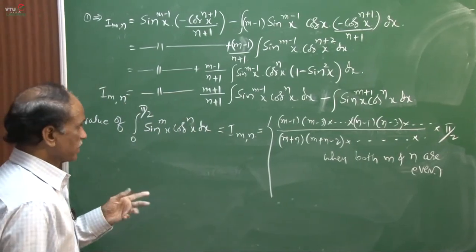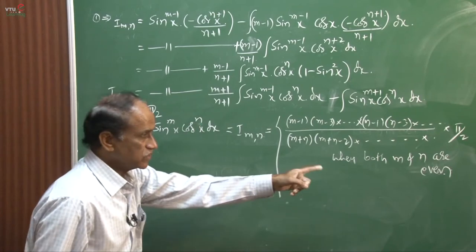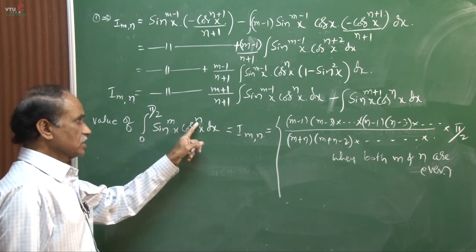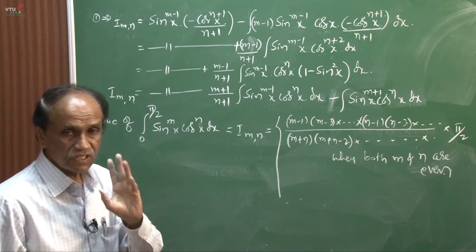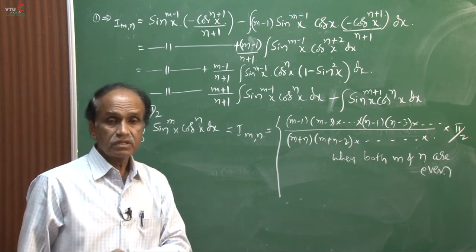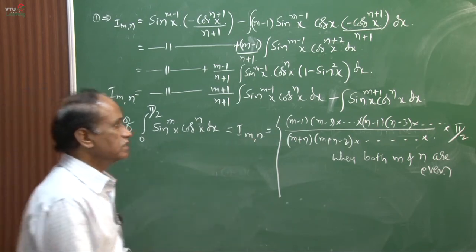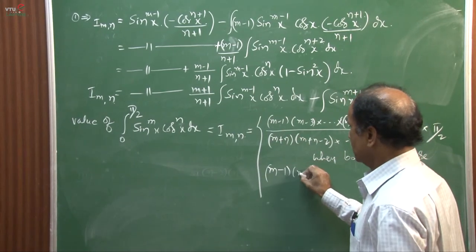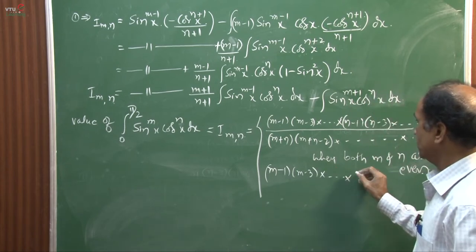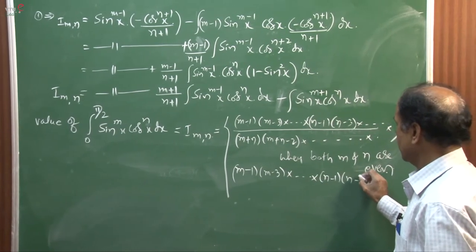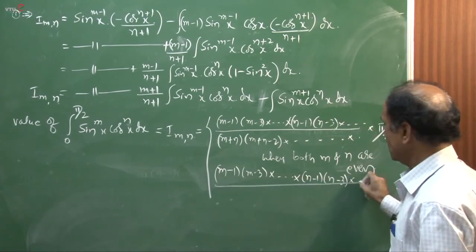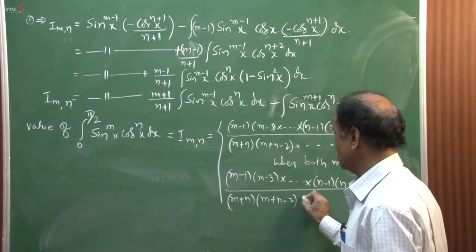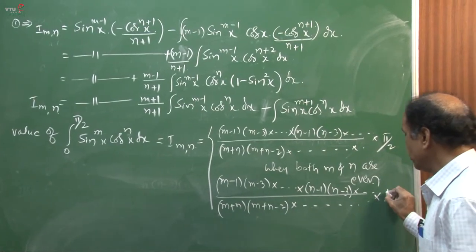Now how many cases can you expect? M is even, n is even, this is the result. M is odd, n is odd, one more result. M is even, n is odd, and m is odd, n is even. Totally 4 results you are going to discuss, but all the remaining three results will be multiplied by 1. I am going to write it like this: m minus 1, same step you carry out, m minus 3 and so on, multiplied by n minus 1 into n minus 3 and so on, and this divided by m plus n into m plus n minus 2 and so on. This is multiplied by 1.